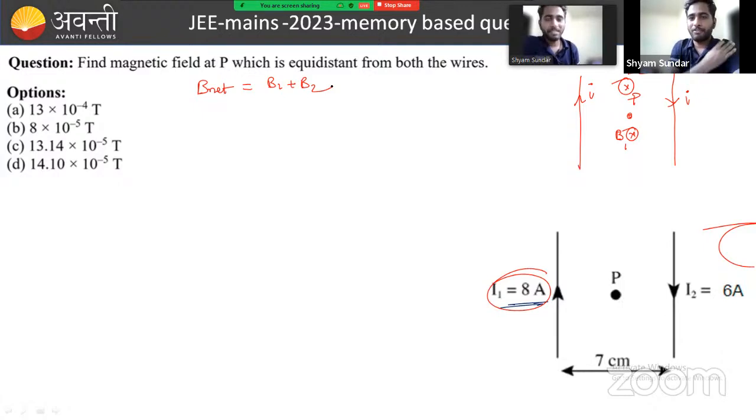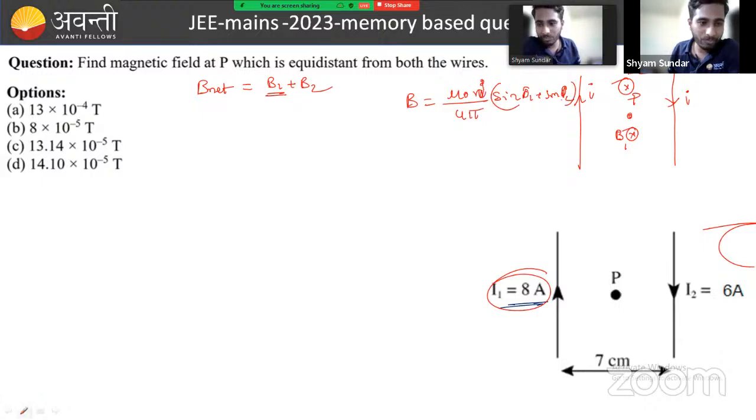Right? Now to calculate this magnetic field intensity B, we have a formula for a straight current carrying wire. Can you remember that formula? B is equal to mu naught I divided by 4 pi, into sine phi 1 plus sine phi 2. Let me know, did you remember this formula? Do you know this formula or not?